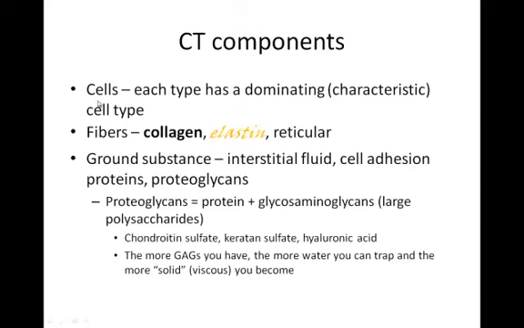So we're going back here. Each type of connective tissue is going to have a dominating cell type in it. For fibers, we have three types of fibers in connective tissue. We have collagen fibers. Collagen fibers are the strongest type of fiber. That's why I put it in bold. Collagen fibers are strong. They have tensile strength. Tensile means, well, strong. If you pull on them, they're not going to break. Elastin fibers are for elasticity. They have lots of recoil.